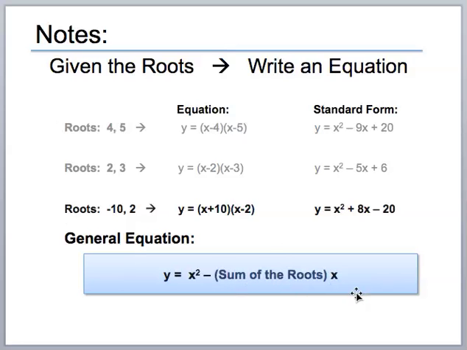Okay? Then the next part is, where do the 20, the 6, and the negative 20 come from? Well, again, when you multiply these numbers together, it creates the c value. So simply, whatever it is, you just add the product of those roots, and then you get your answer.